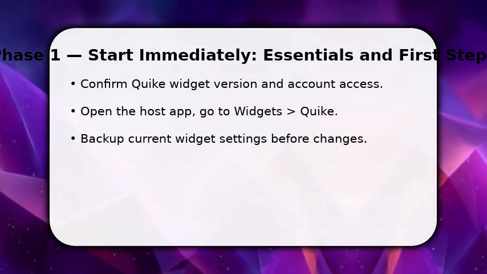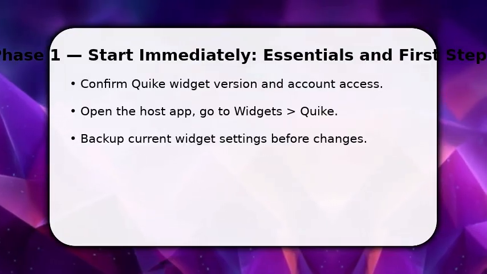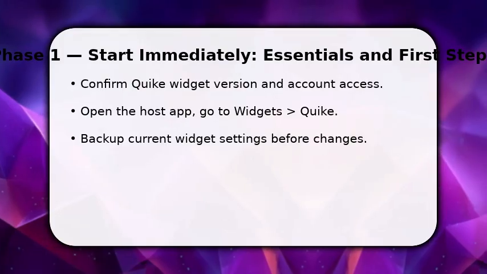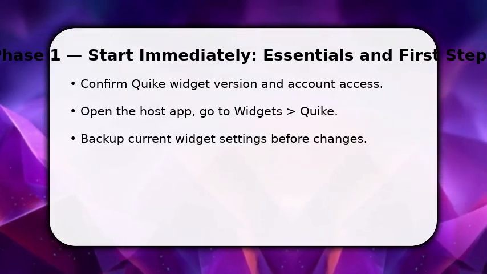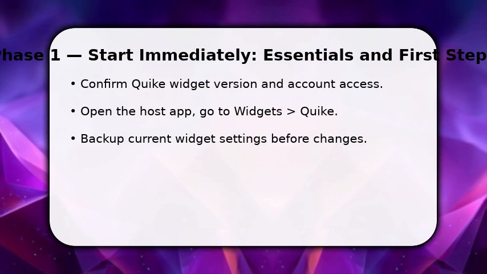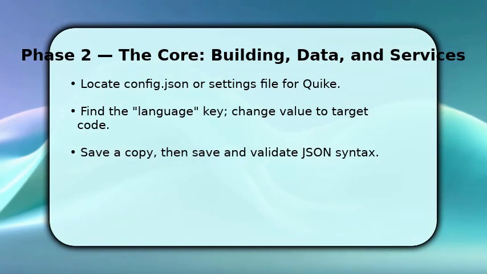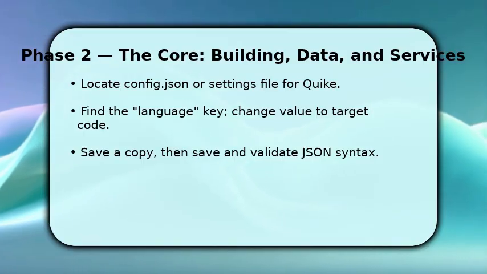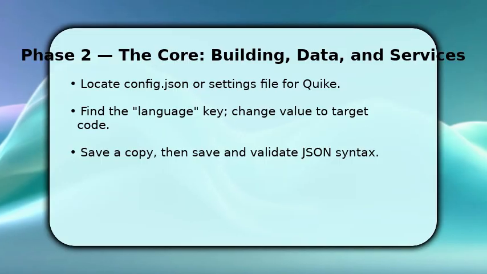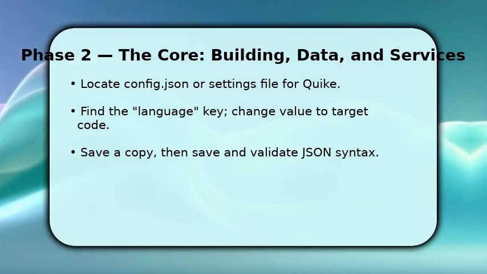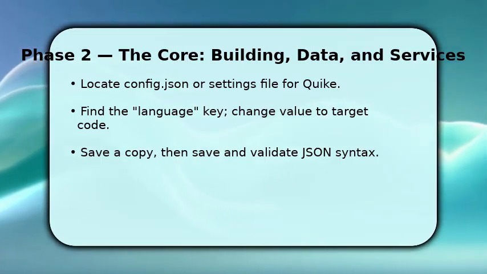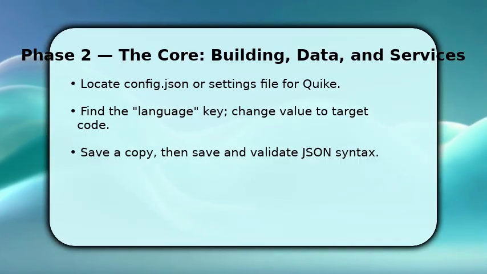Make sure to export settings first, because the only way is to edit the config. Now locate the widget's config JSON settings file inside the app's configuration directory to proceed. Once done, open the config JSON with a plain text editor, and find the language key, typically labeled language or locale. Change its value to the exact language code required, for example en-US, es-ES, or fr-FR.